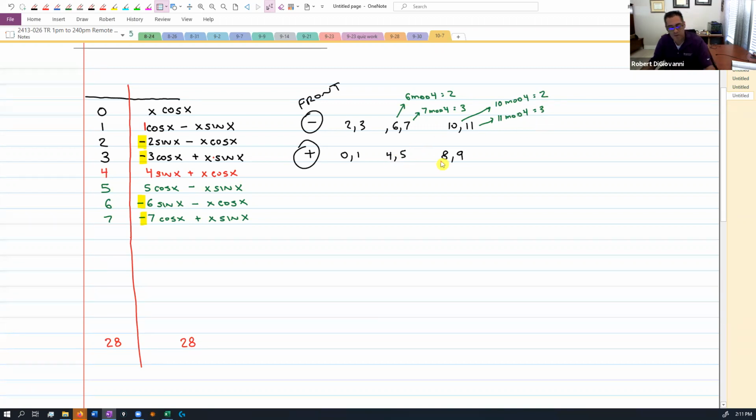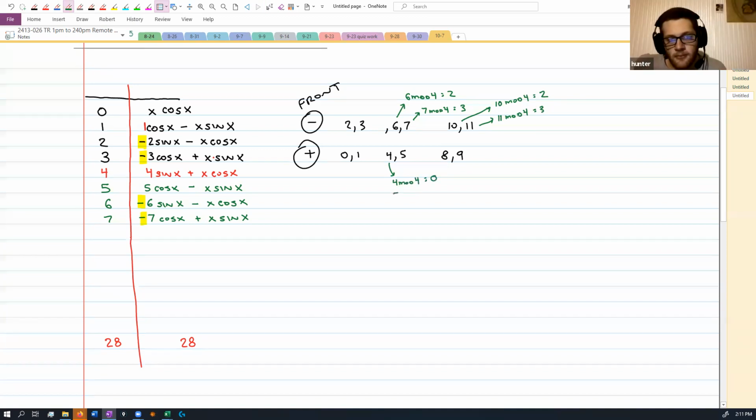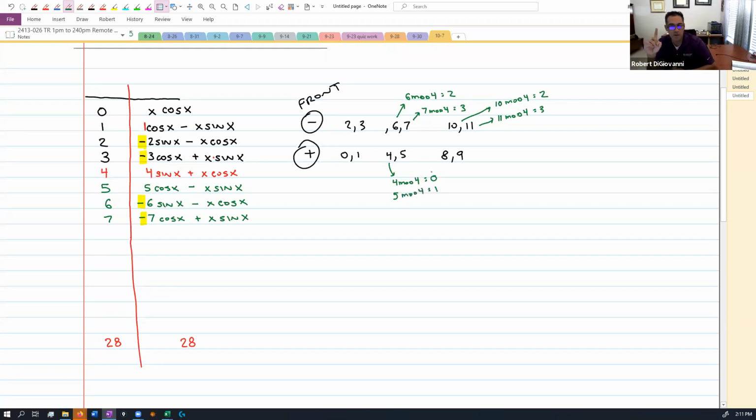But what about this list? If we take 4 mod 4, what do we get? 0, no remainder. If we do 5 mod 4, we get 1. Same with 8 and 9. If we mod those by 4, we're going to get either 0 or 1. So what I'm getting at is if you take whatever derivative you're looking at and mod it with 4, if we get a 2 or a 3 out, we're going to have a negative in front. If we get a 0 or a 1 out, we should have a positive in front.